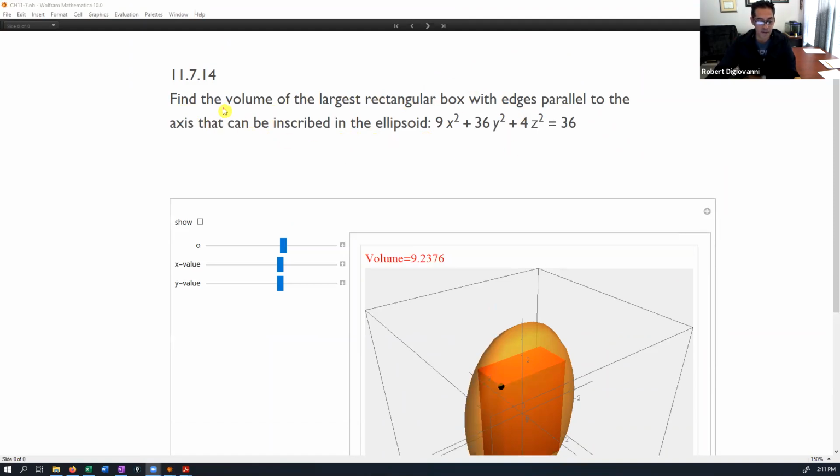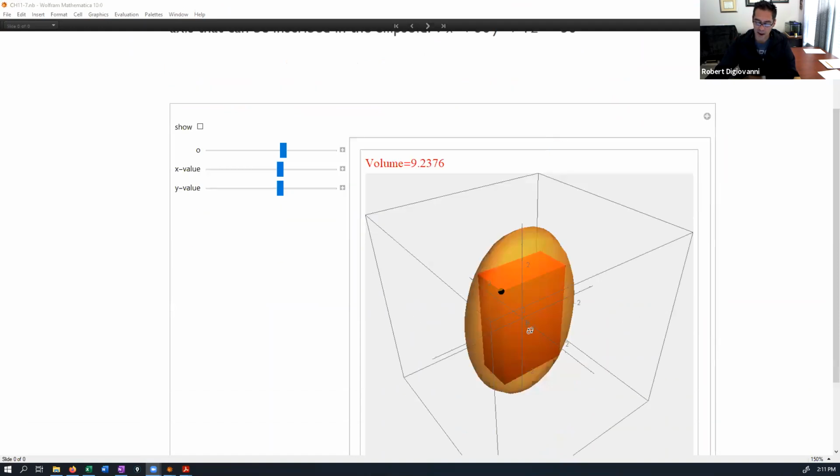So remember this problem here? We were trying to find the volume of the largest rectangular box with edges parallel to the axes that can be inscribed in this ellipsoid. So the idea here was that we came up with a formula for the volume of the box. If you look back at your notes from last class, what we determined is that the volume of that box would be 8xyz. Please refer to last class if you're like, where did that come from? That was the volume, and we were trying to find the maximum of it.